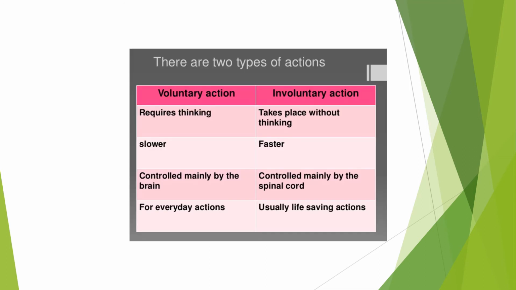The peripheral nervous system is basically a network of neurons present or spread throughout the body of the organism. And the peripheral nervous system or the central nervous system controls two types of actions, that is voluntary actions or involuntary actions.